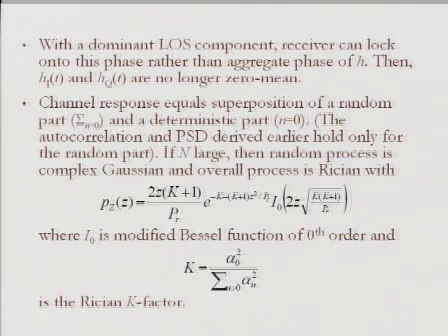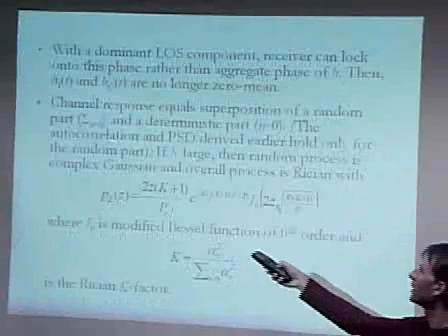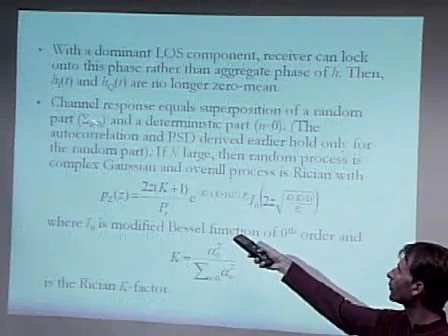The point is that when there is a line-of-sight component, typically the receiver can lock onto it, and the signal, the random process, may no longer be zero mean. So in that case, we'll find something like this. We'll find the superposition of a random part, which is zero mean, which is the summation of all the components except for the line-of-sight. Okay, so that's what I'm indicating here. The summation for n bigger than 0.